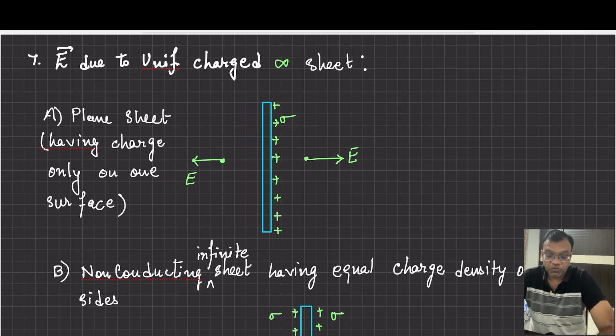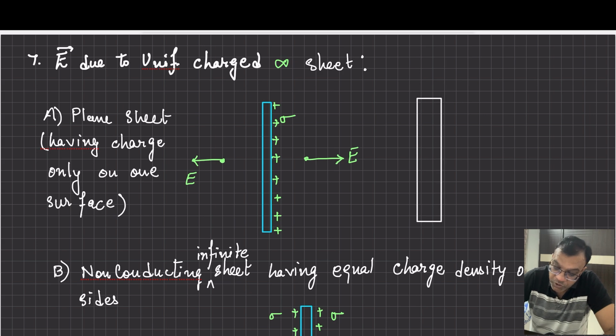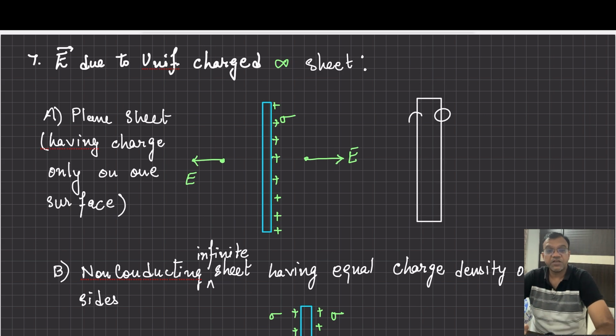Now, what is going to come? Electric field due to plane infinite charge sheet. What is the meaning of this? In the default case, plane infinite charge sheet means the charge is only on one face of the sheet. For example, in this sheet I have drawn, there are two faces, one here, one here. If I take one paper, then one surface will be this, one surface will be this. Then charge is only on one face, not on both faces. This is the general convention.